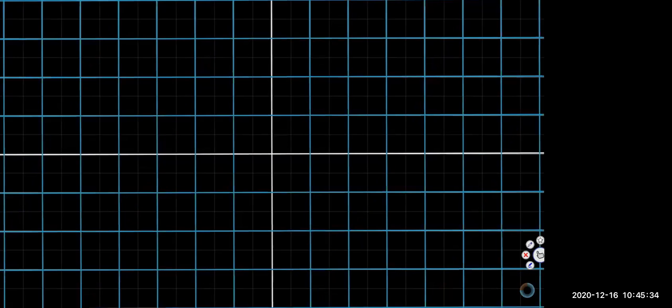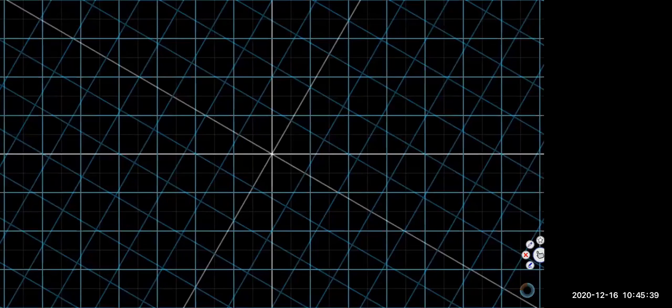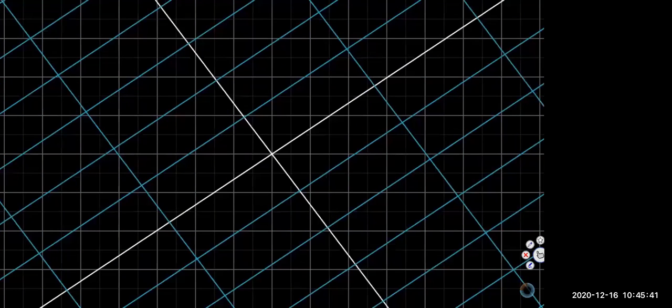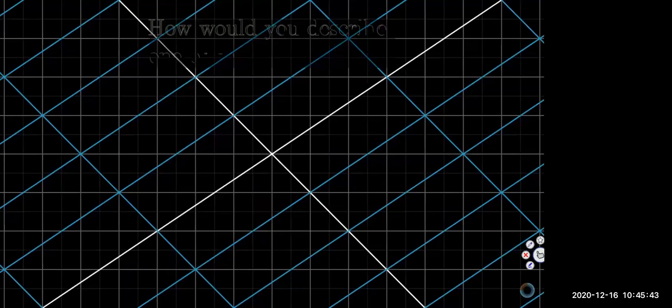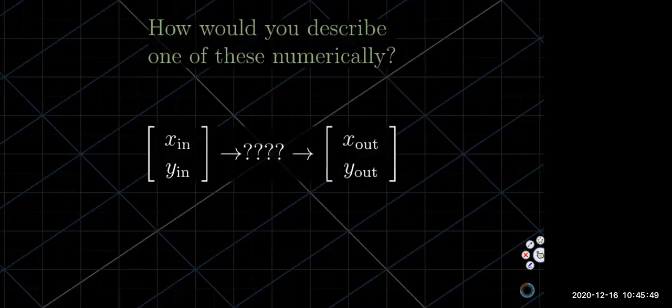Some linear transformations are simple things like rotation about the origin. Others are a little trickier to describe with words. So how do you think you could describe these transformations numerically? If you were to, say, program some animations to make a video teaching this, what formula do you give the computer so that if you give it the coordinates of a vector, it can give you the coordinates of where that vector lands?